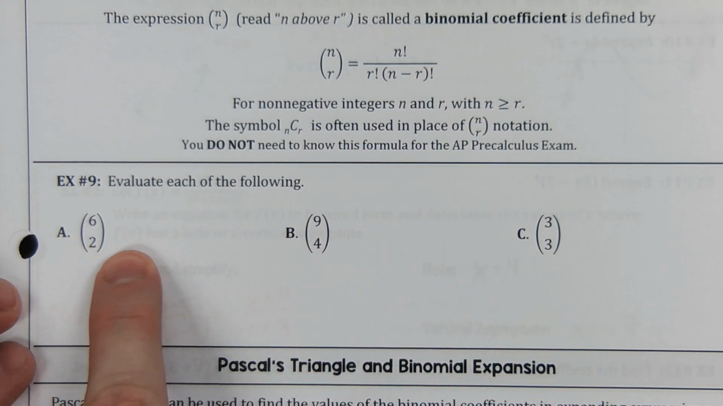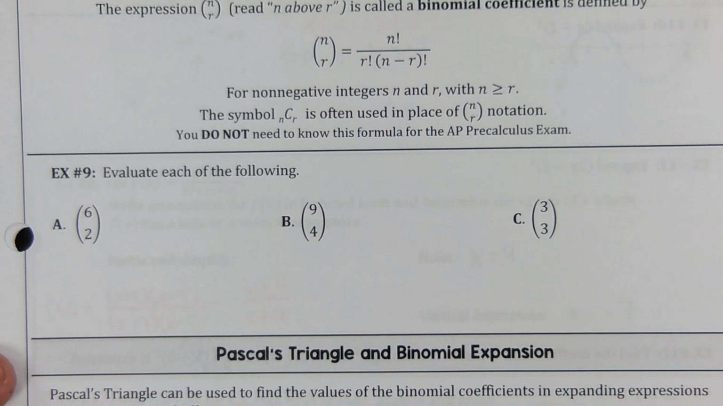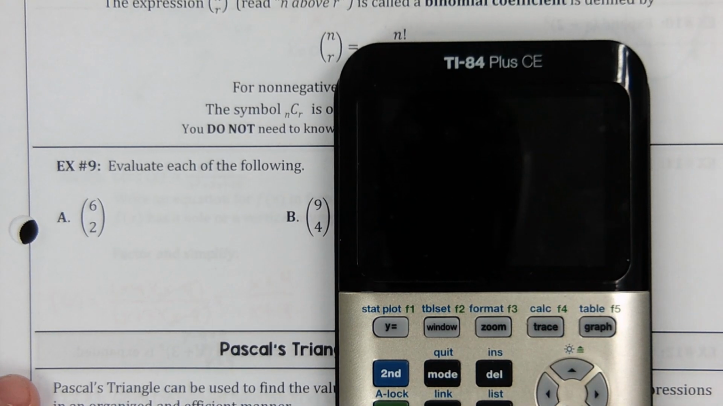Could we do 6 choose 2 by hand? Yes, we can. It's really not bad either. But we don't need to because we don't need to know this formula for the AP Pre-Calc exam. So instead, we'll just use our calculators for it.